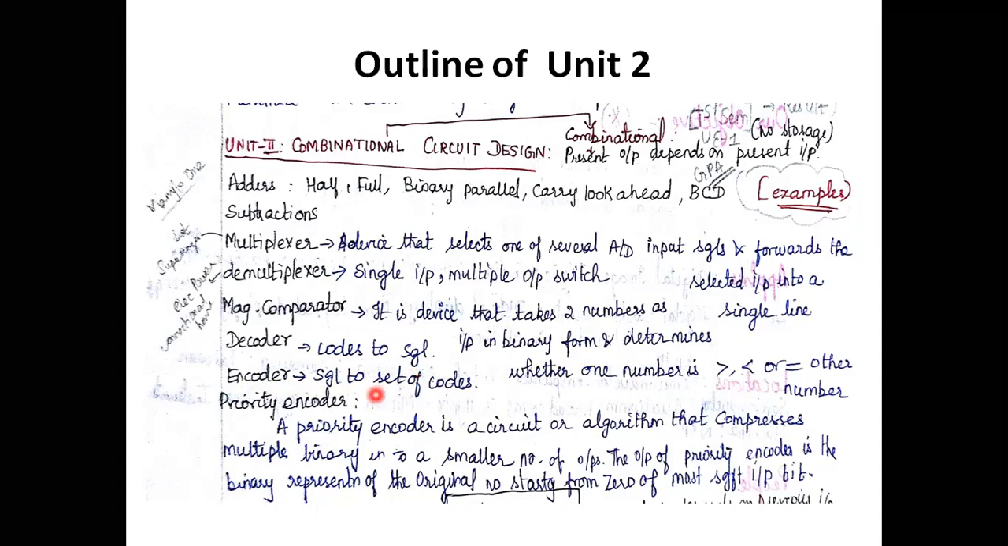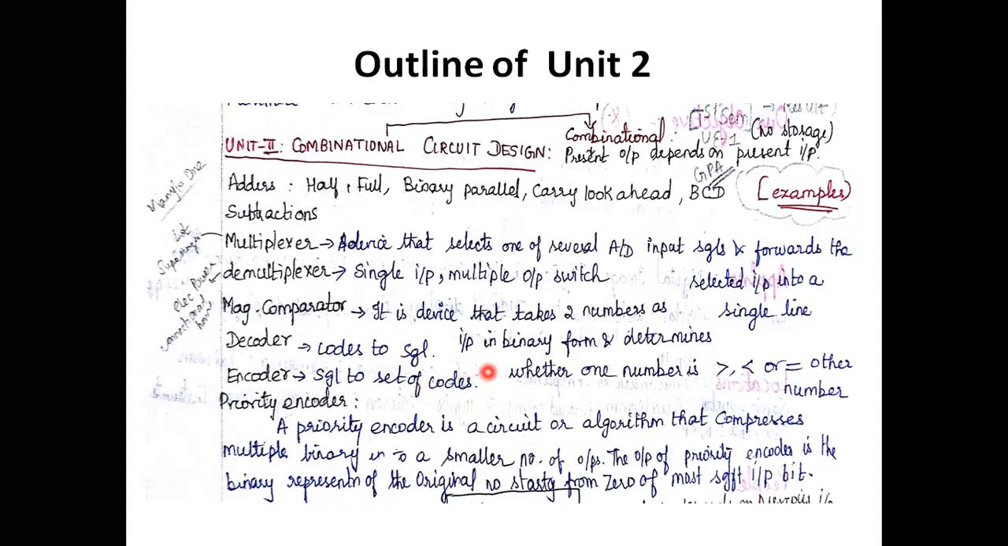At the end of Unit 2, we'll see the priority encoder. As the name implies, it gives priority to a particular type of digits. A priority encoder is a circuit or algorithm that compresses multiple binary inputs into a smaller number of outputs. The output of the priority encoder is a binary representation of the original number starting from 0 of the most significant input bit. We'll see whether the D0 bit is high, whether the D1 bit is high, whether the D2 bit is high, or whether the D3 bit is high. Accordingly, we will set the priority. Whichever has the high priority will be given the importance.